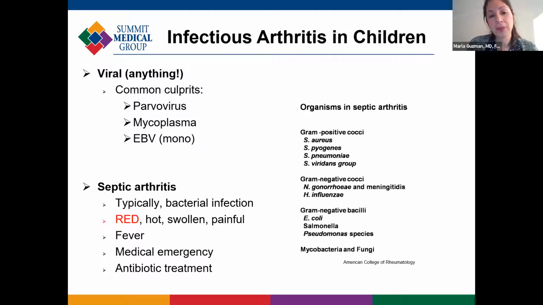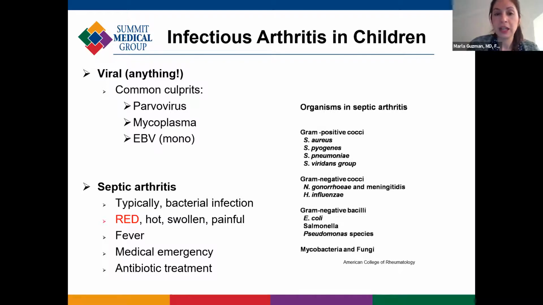Now, the next type of infection that can cause an arthritis is a more severe type of arthritis, usually from a bacteria, called septic arthritis. So this is, like I said, typically a bacterial infection. And the main thing to note here is that septic arthritis is different than other kinds of arthritis that I may see, because the joint is red.